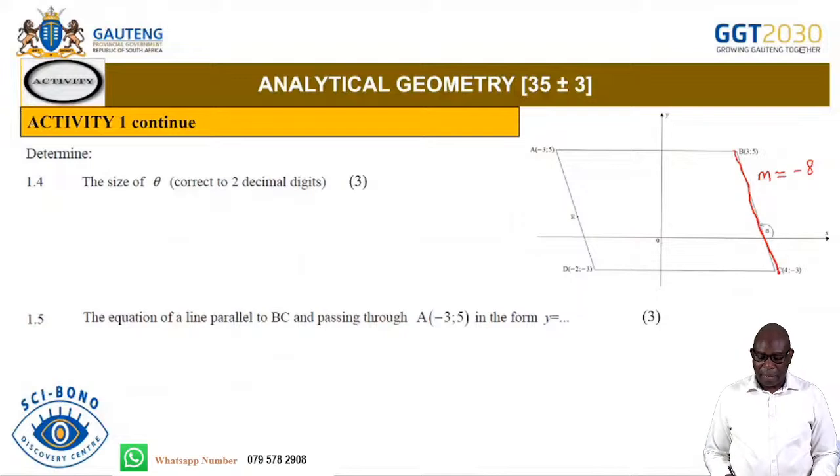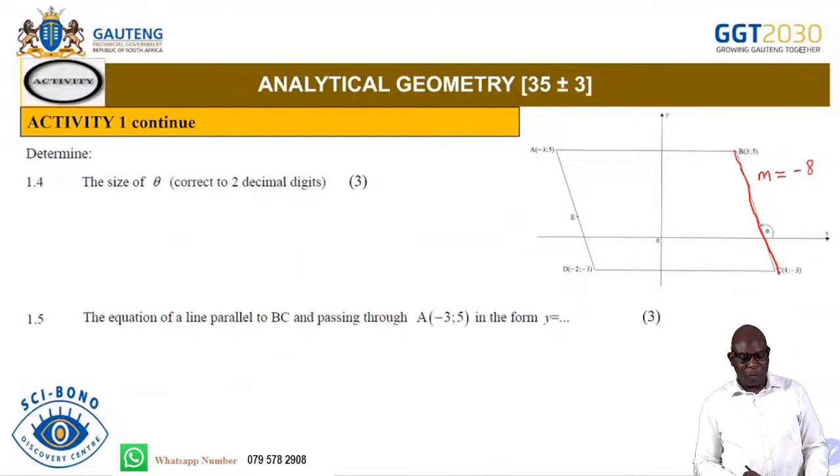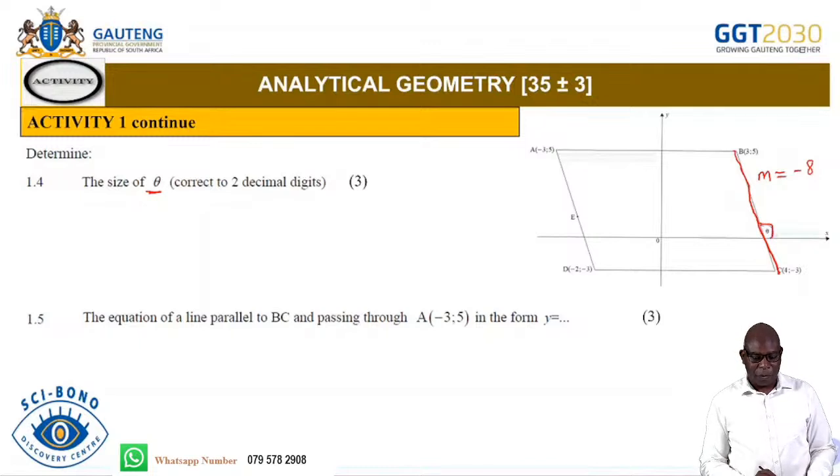Now, they're asking me a question to calculate the size of theta, which is that angle. And I know the formula. Can you see? I already wrote the formula. So this is the 4th formula. The tan of an angle equals the gradient. Even if I did not substitute, I already have 4 marks only by writing the correct formula. So now, how do I get the theta?